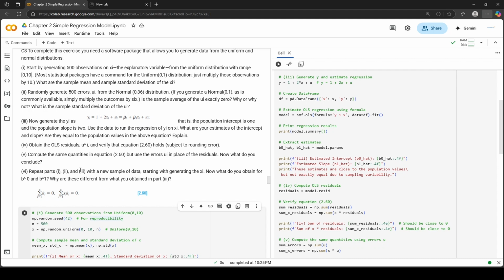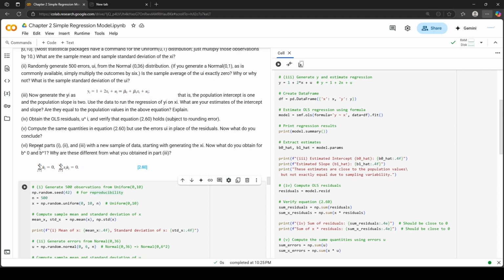Now in the fifth part, it says obtain the same quantities in equation 2.60 but use the errors mu i in place of the residuals. When we use the error term, it means that we are using the population term mu i, and when we say residuals, we are referring to this mu i hat. Now what do you conclude?